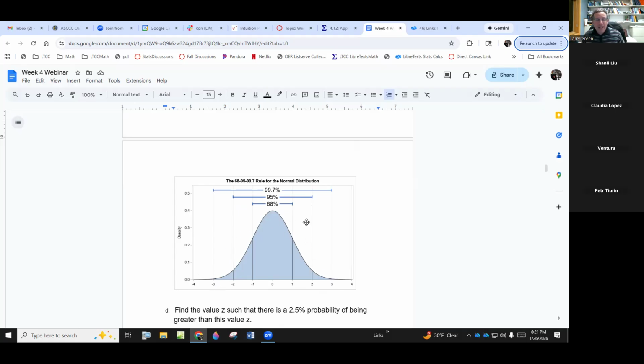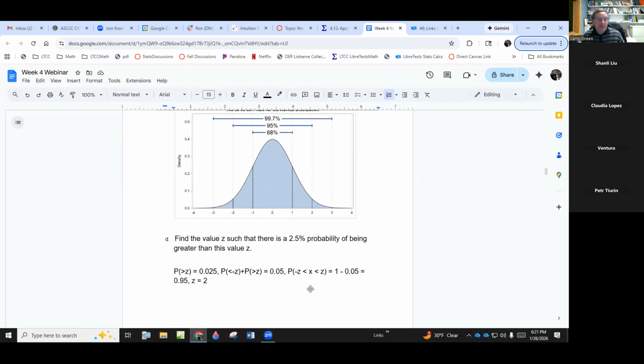So 5%, yeah, 95% is inside, and that's good because that's one of our special numbers. So if 95% is inside, that means that our boundaries are -2 and 2. But we know that we're on the high side. So the answer's 2.